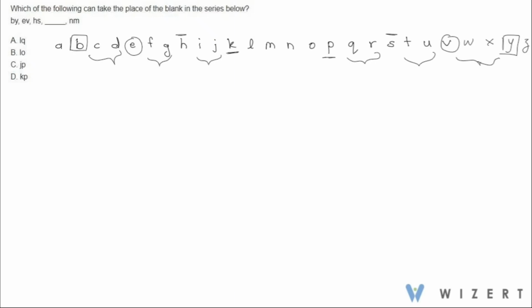So this should be K and P, and then we get N and M. So the answer is option D.